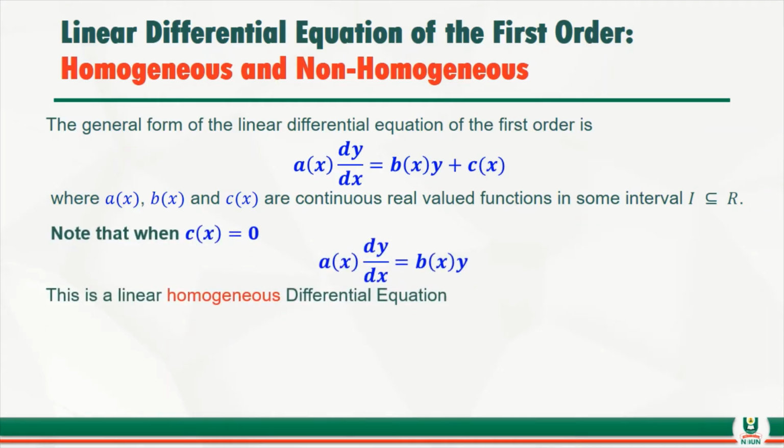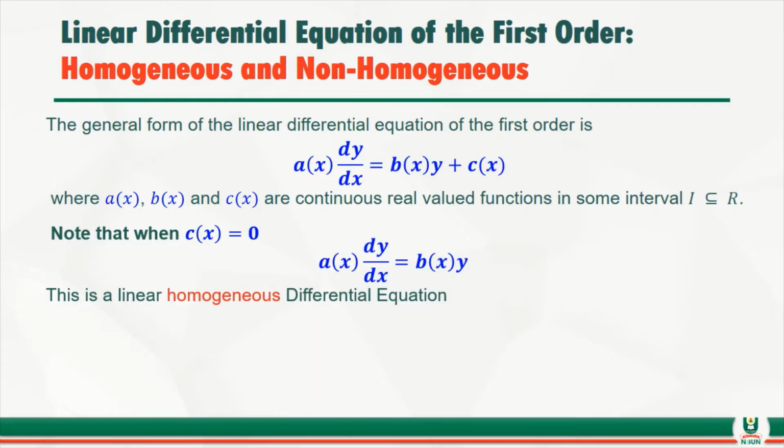So the point now is that a(x) is multiplying the derivative of y, b(x) is multiplying y. Then the only thing that we have that is left is c(x). That c(x) is what we are going to use to classify the problem as either homogeneous or non-homogeneous, because it's the only one that is not having y multiplying it.